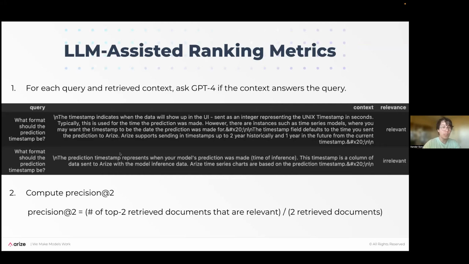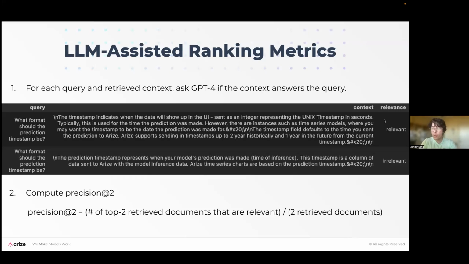Now, here's another piece of context that was also retrieved for this query. The context says, the prediction timestamp represents when your model's prediction was made, time of inference. It's a timestamp column, and it goes on. But the point is, it's talking about timestamps, but it's not talking about the format of timestamps. So it's actually not answering the question. And GPT-4 correctly says that this is an irrelevant piece of context that's not addressing the question.